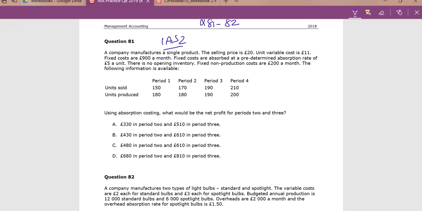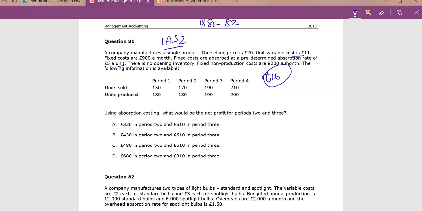The variable cost, I'm doing absorption costing, not marginal. Variable cost is 11. And it tells me that fixed cost is £900 a month. That's fine, but they tell me that this is absorbed on a predetermined absorption rate of £5 a unit. So really, the full cost of each unit is £16. I just want to do this logically so you can see what's going on. So each unit of inventory is worth £16.